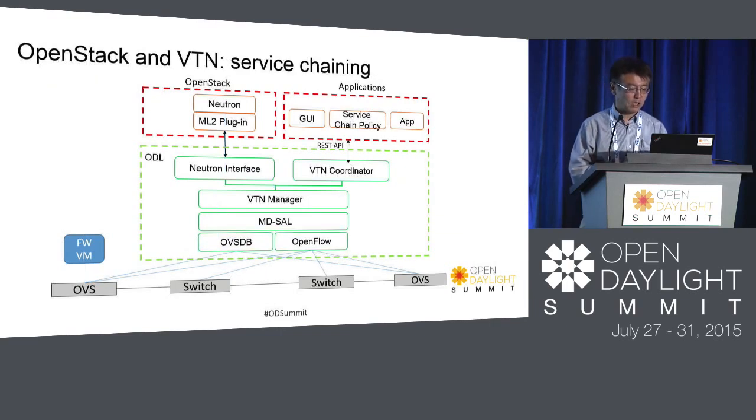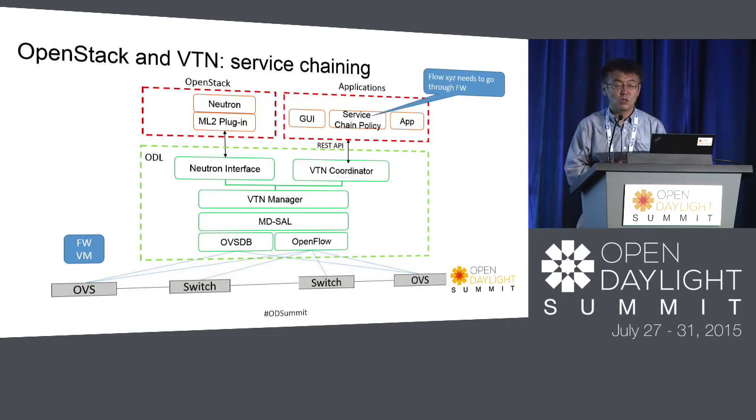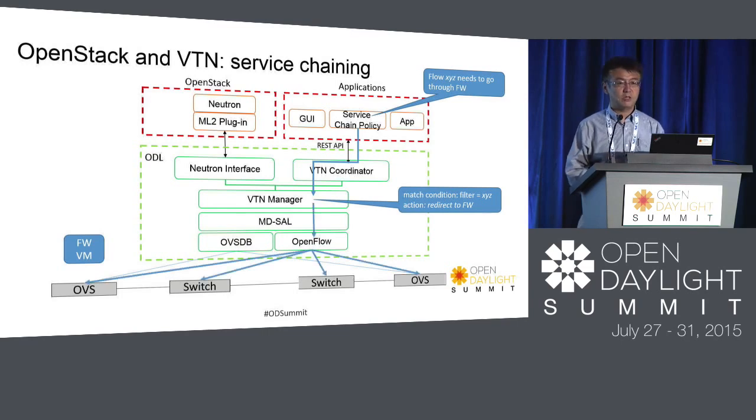Then you can define your service chain policies. For example, if you want to redirect flow XYZ to this newly created firewall, such a request goes to the VTN Manager through the VTN Coordinator. Then the VTN Manager will create the matching condition and action for this request. So flow XYZ will be defined to redirect to the firewall. This creation will be automatically distributed to all the switches in the network using the OpenFlow protocol, right?